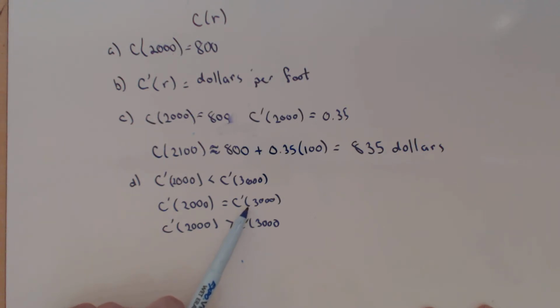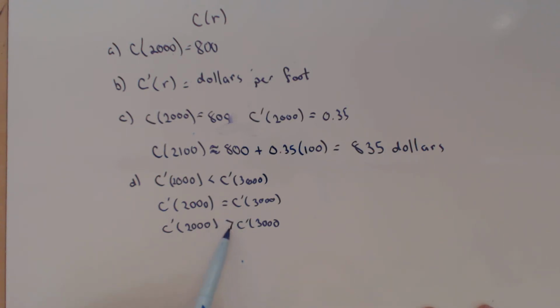Case two: C prime of 2,000 equals C prime of 3,000. This implies that regardless of what's going on, it always costs us a certain amount per foot to create rope. That's probably the one I would choose, because I would expect producing rope to cost the same amount per foot whether I produce 10 feet or 100 feet. So I'm expecting the per foot price to always be the same.